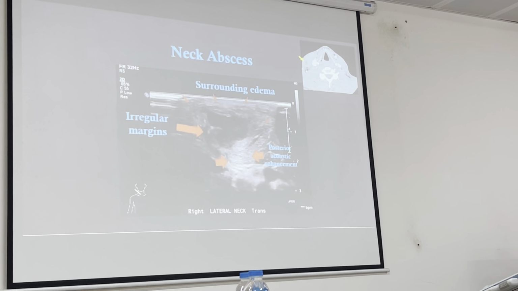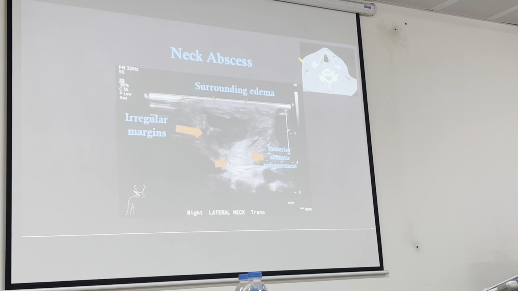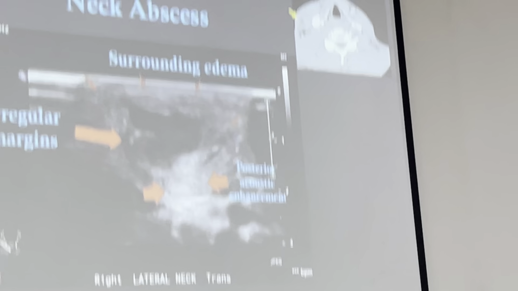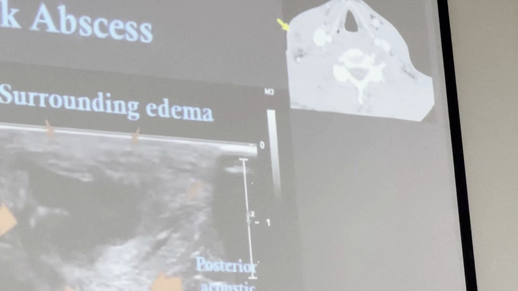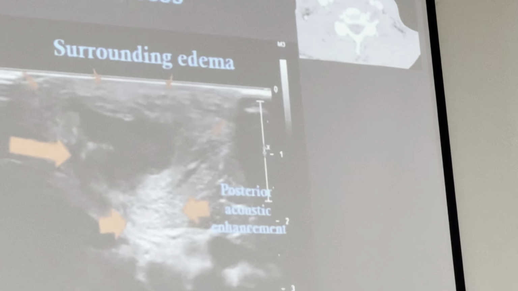So this is an abscess on the lateral aspect of the neck. As we talked about, it has the irregular margins. It has some posterior acoustic enhancement, so some of those white reverberations in the back. And you're seeing the surrounding edema in the tissue.